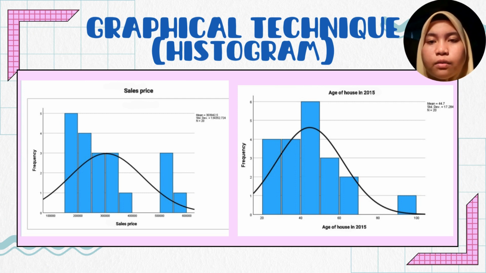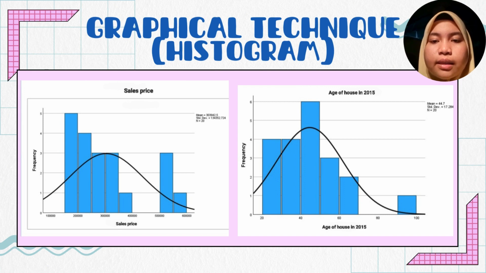First, we will talk about the histogram. There are two graphs for the histogram. In the first one, frequency is on the y-axis while sales price is on the x-axis. In the second one, frequency is on the y-axis while the age of house in 2015 is on the x-axis.